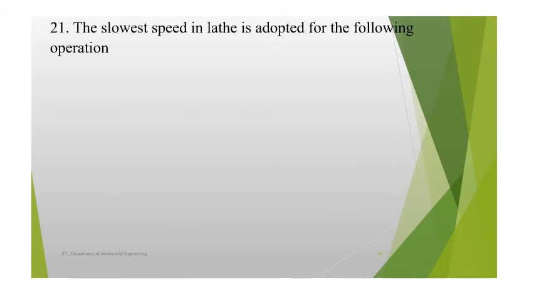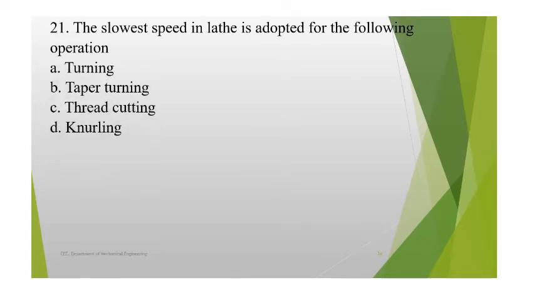Next is question 21. The lowest speed on the lathe is adopted for which operation: turning, taper turning, thread cutting, or knurling? The right answer is taper turning. In turning there is no problem, you reduce the diameter of the given piece. Taper turning requires the lowest speed. Thread cutting is not necessary at the lowest speed. For taper turning, the lowest speed is required.